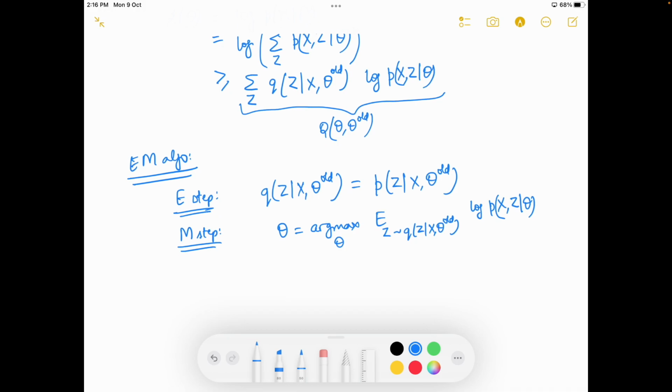Actually this term Q is the expected value of log P when Z is sampled from this distribution. This term is just the expected value. They are the same. So basically this is equal to the expected value. All of you agree? This is not even a Monte Carlo approximation, this is the exact formula because Z is a discrete random variable.